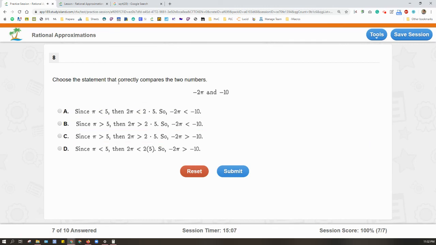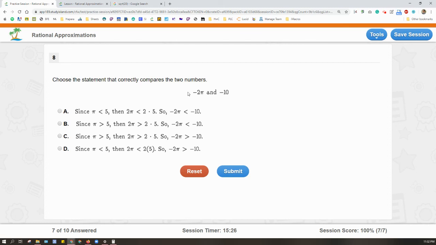9. Choose a statement that correctly compares the two numbers. I have negative 2 times pi, and I have negative 10. Well, pi is about 3. It's a little bit more than 3. Negative 2 times 3 is negative 6. So there's no way that negative 2 times pi is going to get all the way to negative 10. So negative 2 times pi is greater than negative 10.